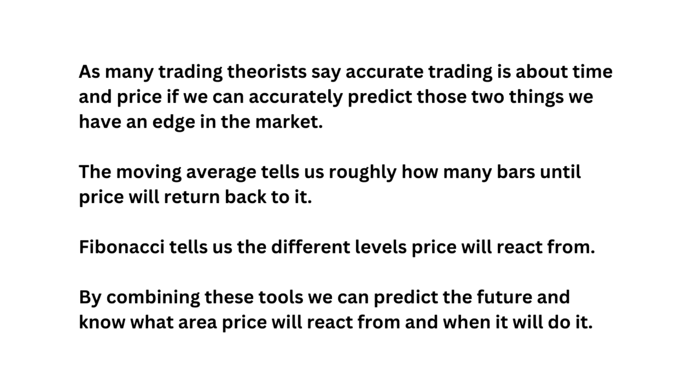As many trading theorists say, accurate trading is about time and price. If we can accurately predict those two things, we can have an edge in the market. The moving average tells us roughly how many bars until price will return back to it. Fibonacci tells us the different levels price will react from. By combining these tools, we can predict the future and know what area price will react from and when it will do it.